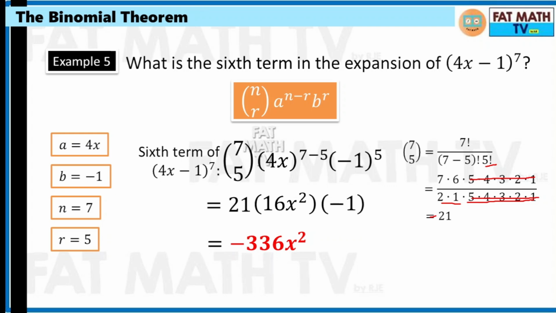Copy x squared. So the sixth term of 4x minus 1 raised to 7, without actually expanding it, we can identify that it's negative 336x squared using the binomial theorem. So here, if you use the binomial theorem, you don't need to multiply 4x minus 1 seven times and identify the sixth term to get that negative 336x squared. You just use the binomial theorem.